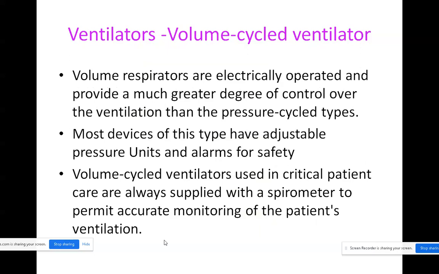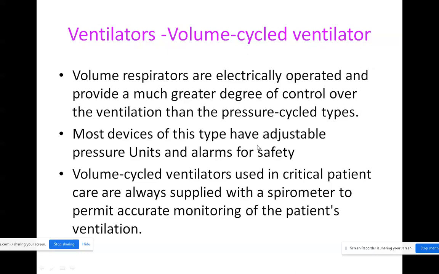Volume respirators are electrically operated. So this is completely electrically operated. It is not that no electricity is required other than your compressor. But here the full device will be operated on electrical signal. Okay, and it provides a much greater degree of control over the ventilation than the pressure cycle types. In the pressure cycle type, there is no need for much control, but here it will be based on higher control for the ventilation purpose.